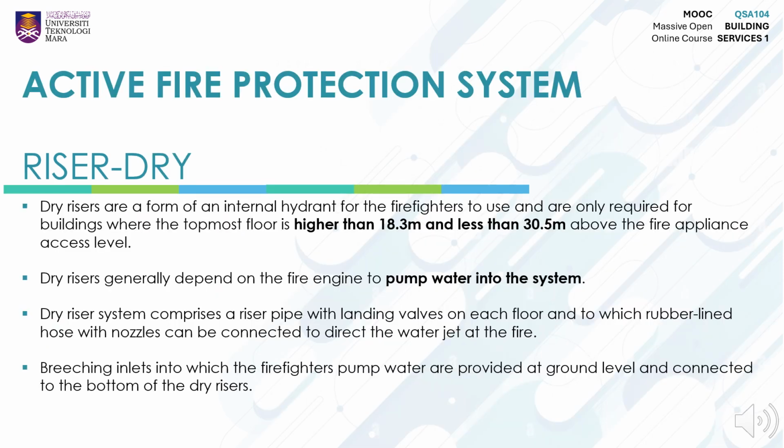Now, let's take a look at dry riser. Dry risers are a form of internal hydrant for the firefighters to use and are only required for buildings where the topmost floor is higher than 18.3 meters and less than 30.5 meters above the fire appliance access level. Dry risers generally depend on the fire engine to pump water into the system because there is no water inside the dry riser. This system comprises a riser pipe with landing valves on each floor and to which rubber-lined hose with nozzles can be connected to direct the water jet at the fire.